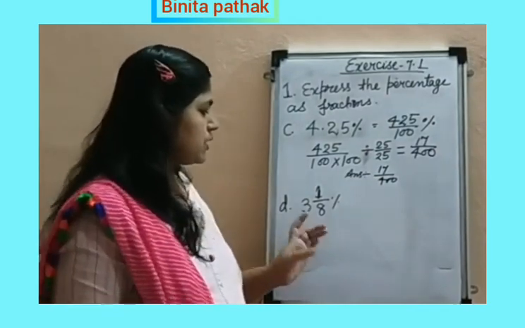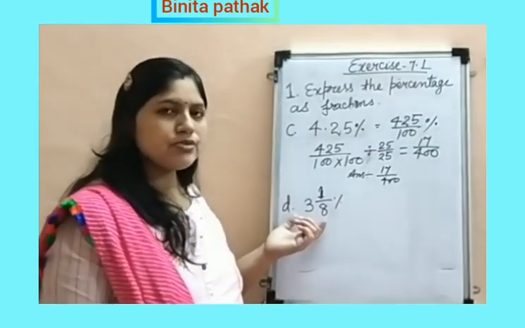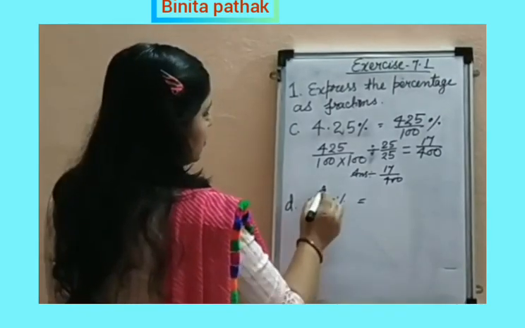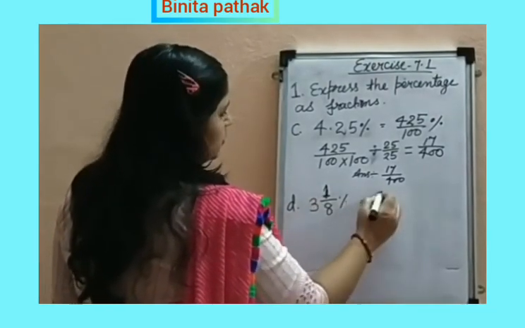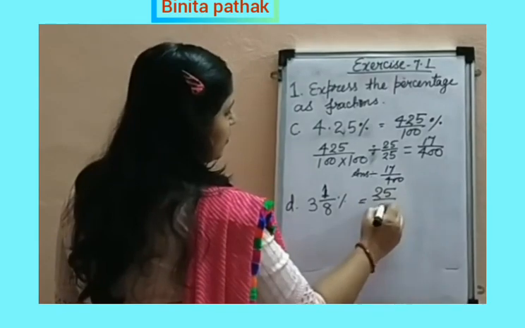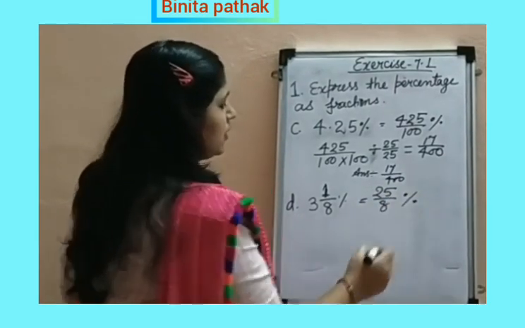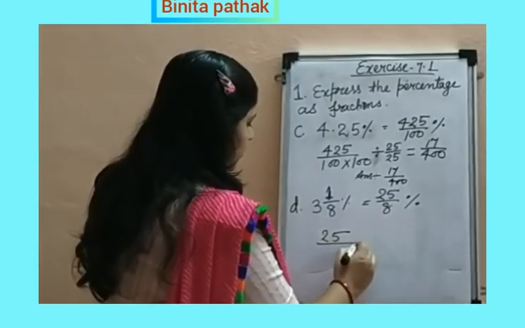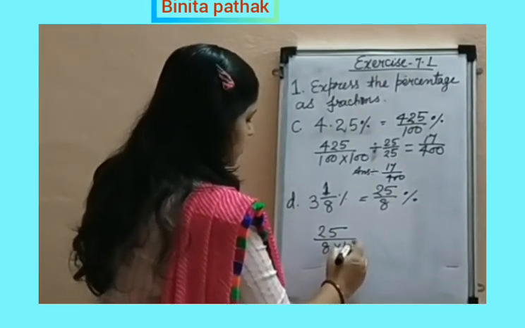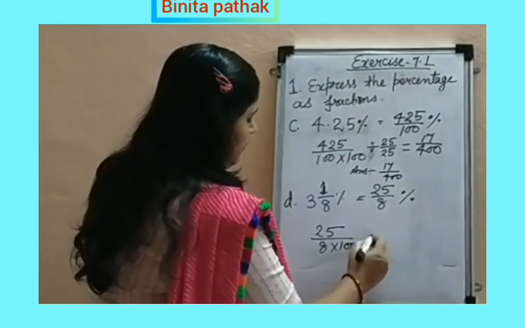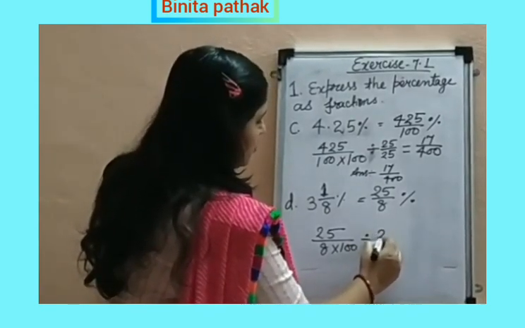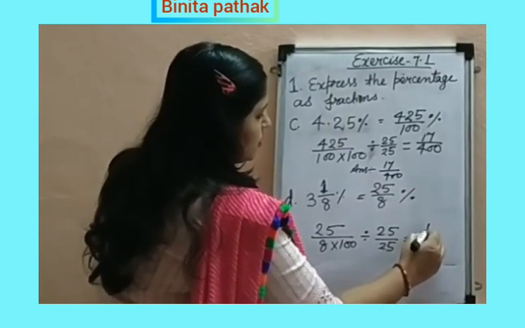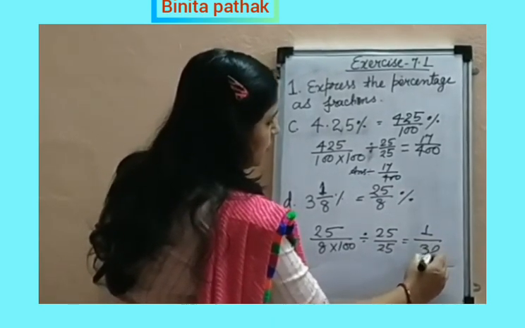Now next question is given in mixed fraction. So first we will convert it into improper fraction. So 3 8s are 24 and 1, that is 25 upon 8%. Now I am going to remove the percent. So it will be 25 upon 8 into 100. Now we will divide it by 25 upon 25. So answer will be 1 upon 32.